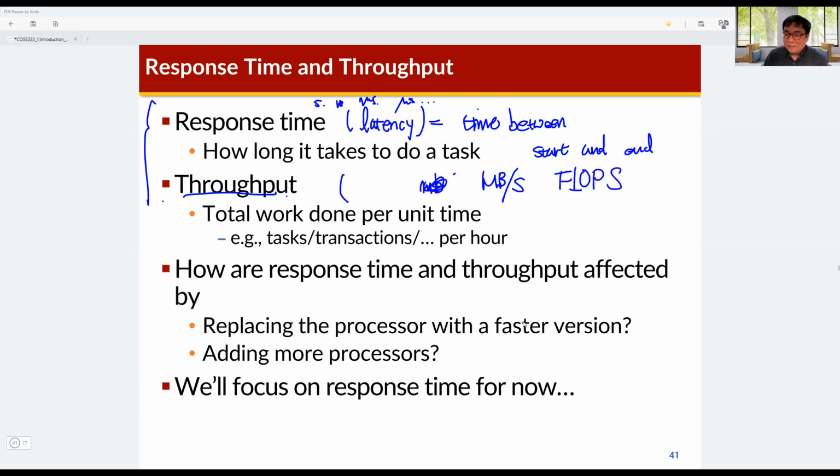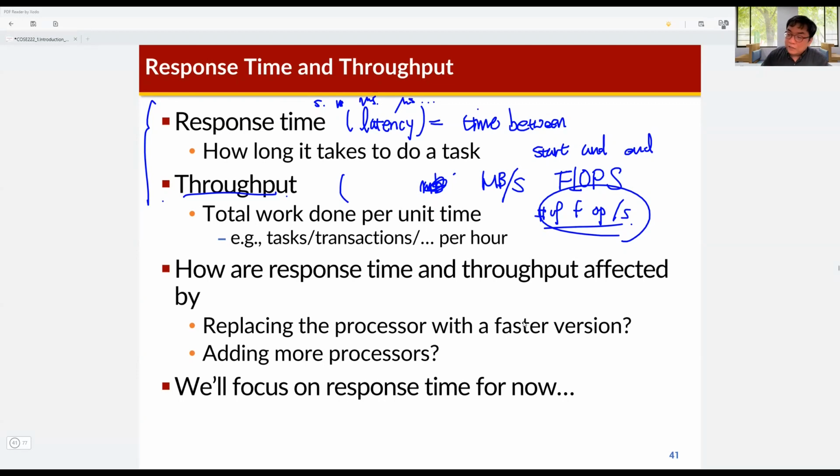Okay, so that means the floating number of floating operations per second. So we will learn later about these FLOPS. For the throughput, we just measure the amount of work per second. So we need to differentiate these two different metrics.